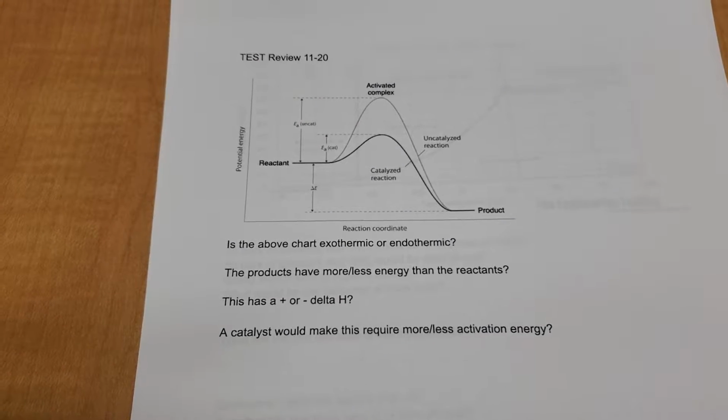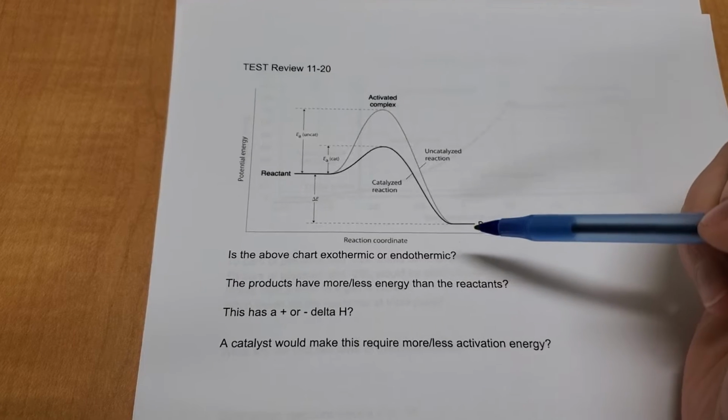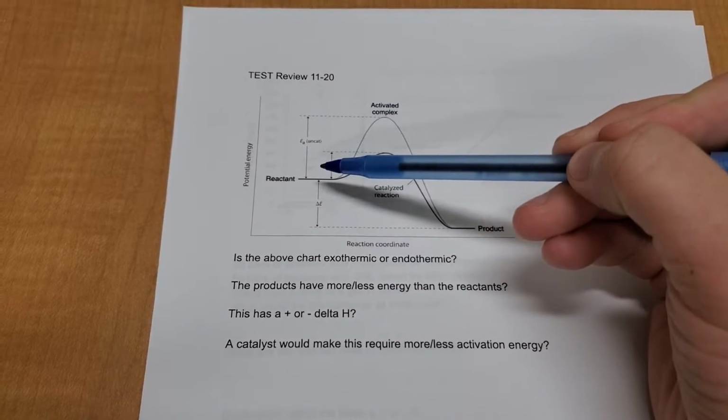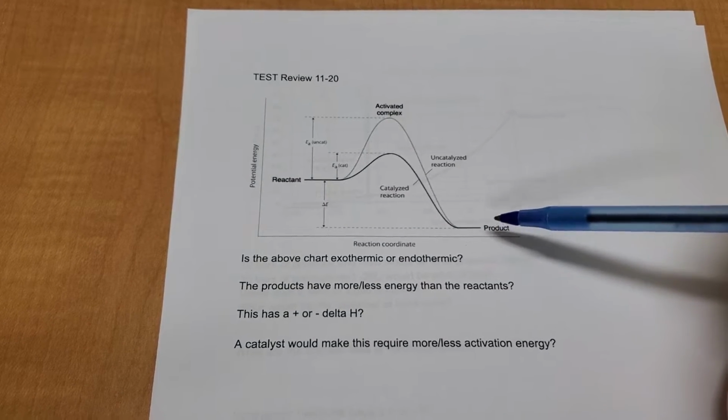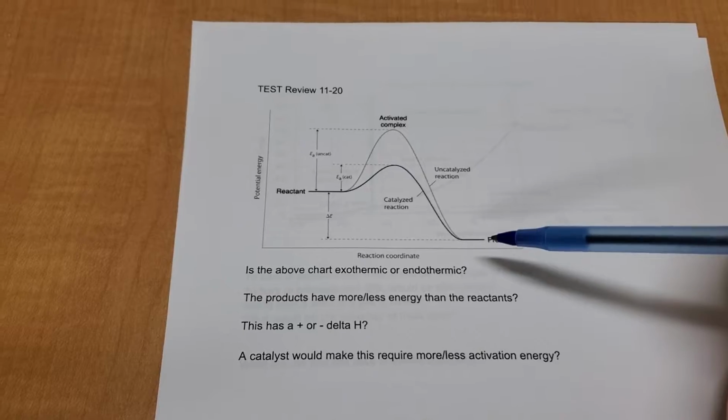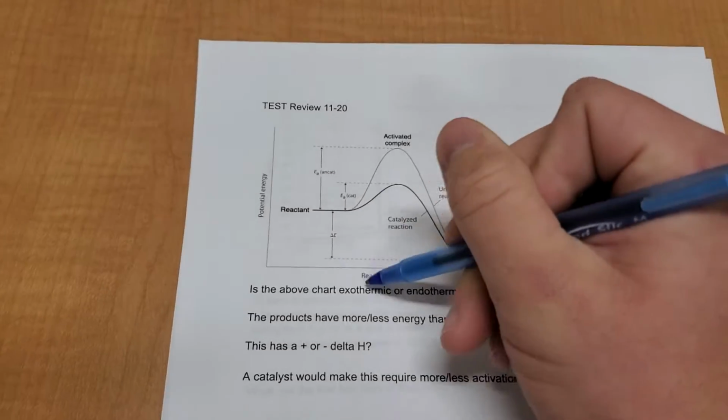Here we go. First question. Is the above chart exothermic or endothermic? Well, let's look. The reactant has more energy than the product. If the reactant has more energy than the product, that means that energy is lost. If energy is lost, then it is exothermic.